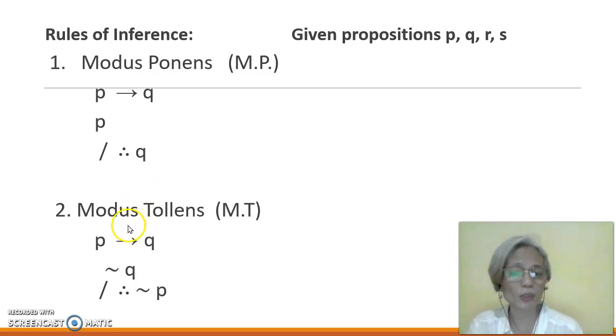And then the next one that we had earlier is actually modus tollens, such that if we have the conditional P implies Q and we have not Q as the second premise, therefore we can infer that not P exists. Okay?